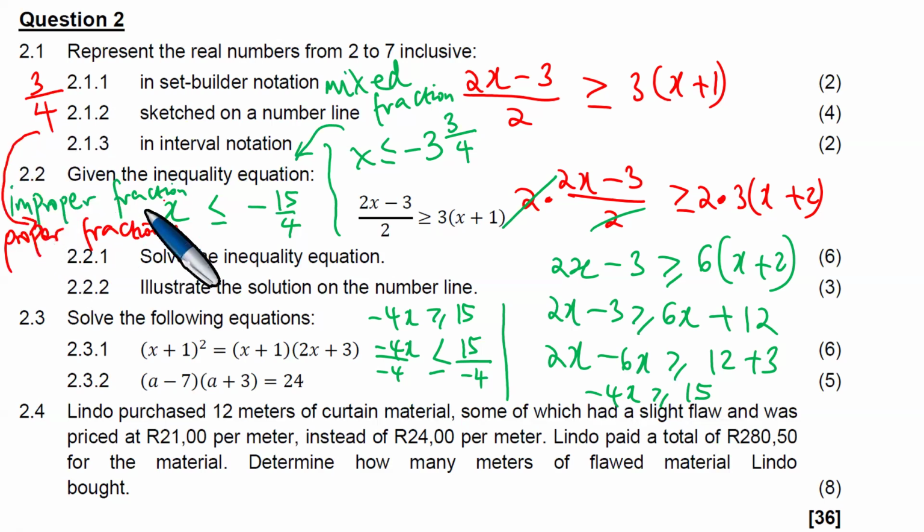Improper would be like -15 over 4, because 15 is bigger than 4. Therefore, if the numerator is bigger than the denominator, then the fraction is called improper. Okay, we continue to the next problem.